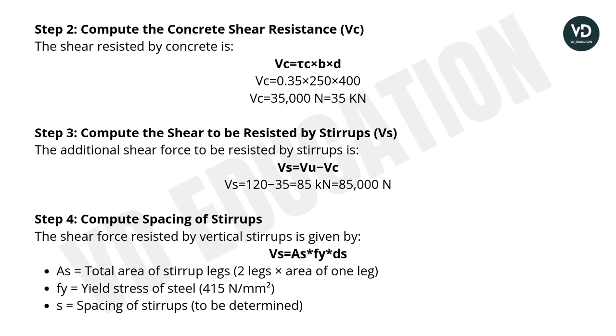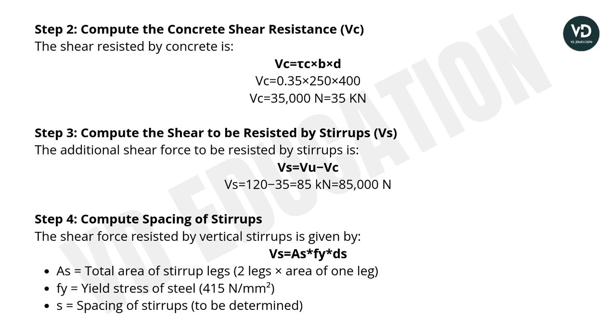The shear resistance by the concrete is taken from this formula as VC is equal to 0.35 into 250 as the width and depth 400. So resistance will be 35,000 Newton. That will be 35 kilonewton. Next, step 3. Compute the shear to be resisted by the stirrups. The additional shear force to be resisted by the stirrups will be 120 minus 35. That will be 85 kilonewton. That will be converted to 85,000 Newton.